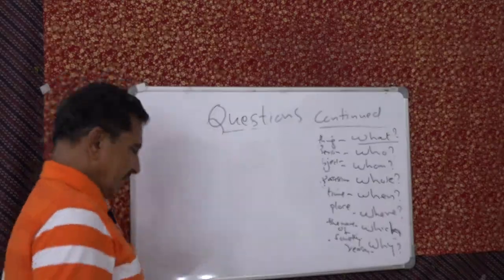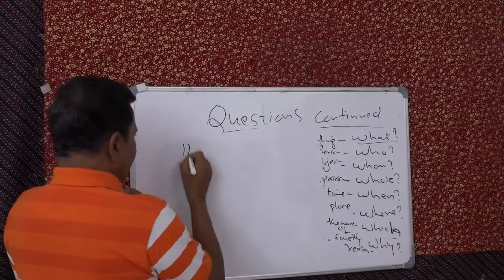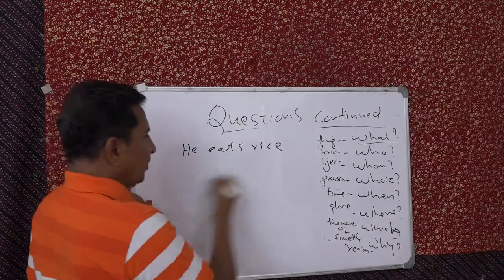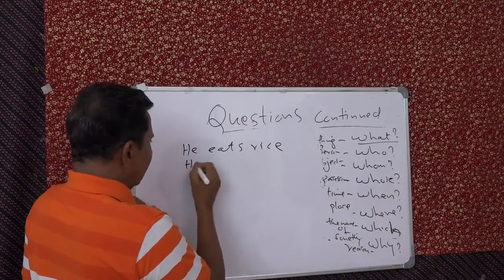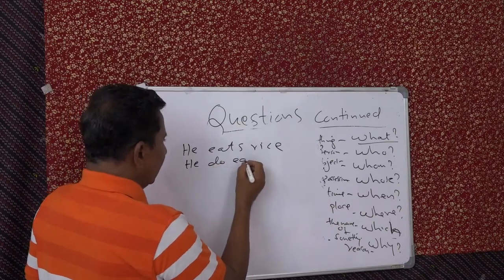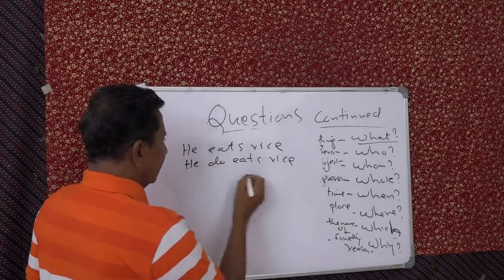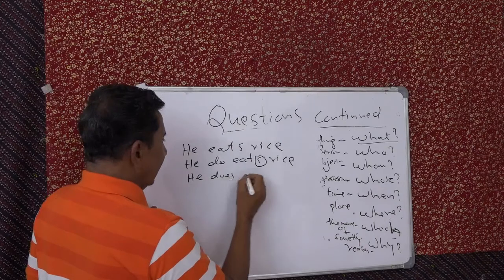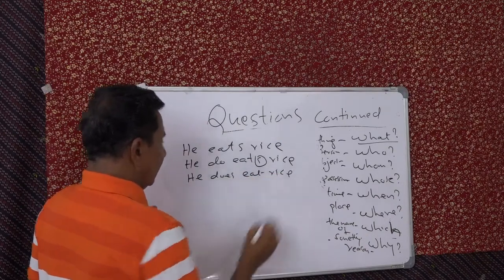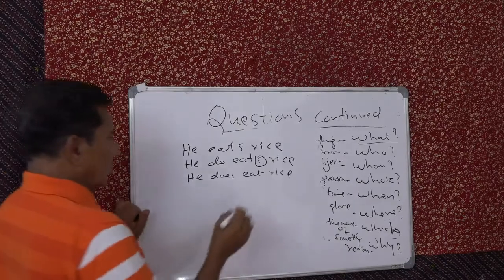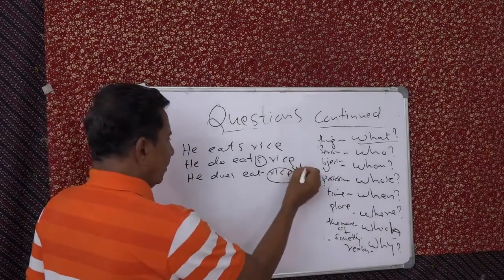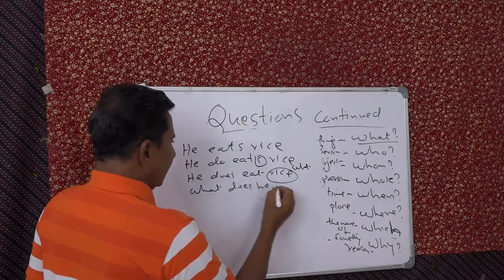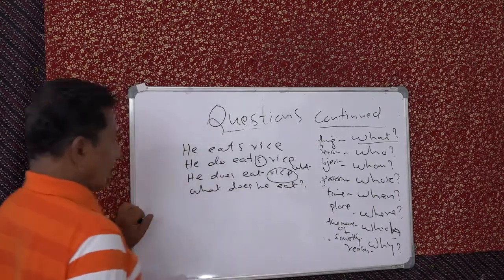See, he eats rice. How will you make it a phrase? He eats rice. Then next one will be he does eat rice. Okay. Alright? Then the question will be what? What does he eat? Okay. Like this.